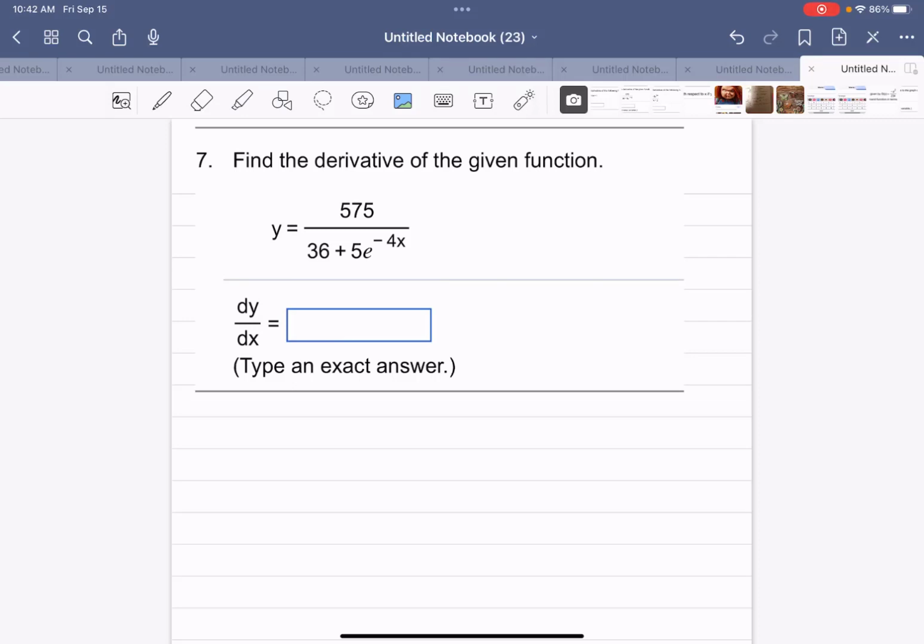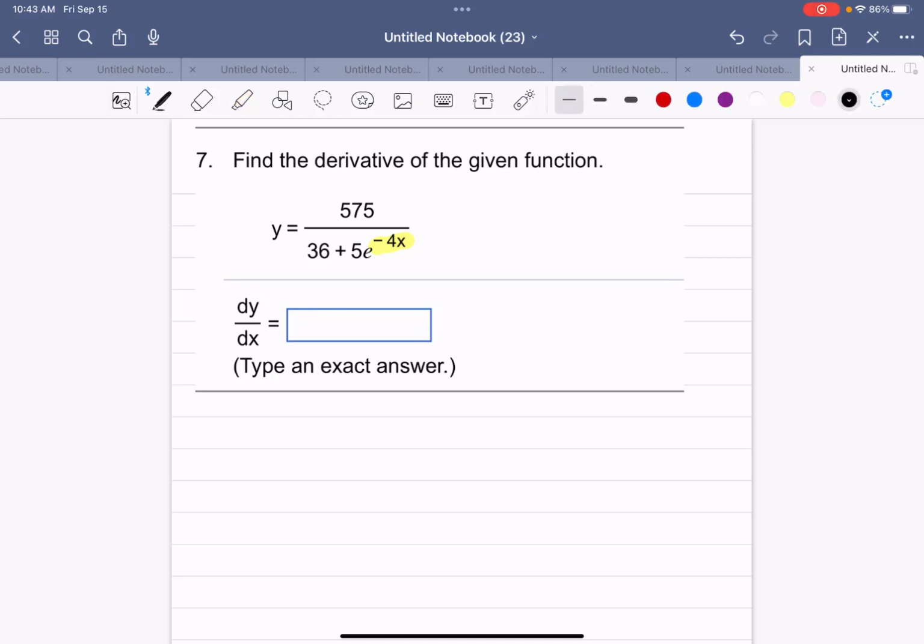Example number 7. Find the derivative of the given function y equals 575 divided by 36 plus 5e to the negative 4x. We have a couple of options here. You could move this denominator to the numerator and give it a -1 exponent. But while we have some options, I think the quotient rule will be the easiest. And don't forget, we're going to need our chain rule because we have an exponent that we can take the derivative of.